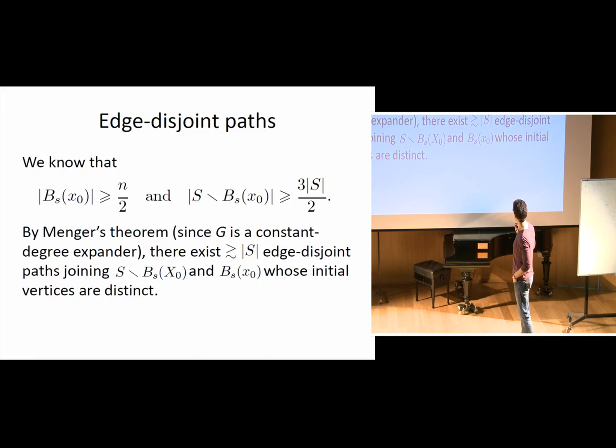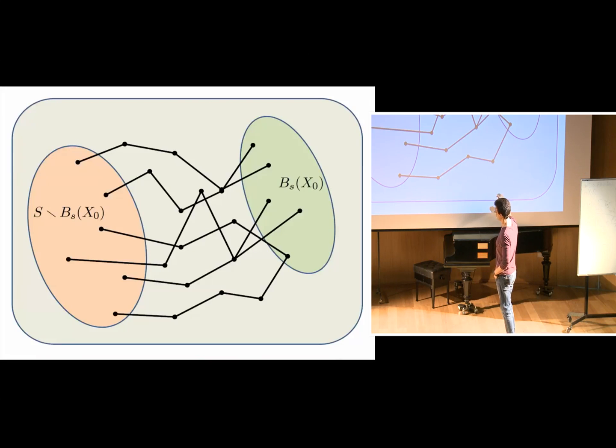Okay, so now I know that the complement of the ball is a constant proportion of the set, and the image of the ball itself is big. So there are many edge disjoint paths joining these sets. This is an expander, okay? And it's a constant degree expander. So let's say they start in S minus the ball, these are disjoint sets. And I can make the initial vertices distinct, because it's a constant degree. If I use Menger's theorem and I get many paths starting from here, I can just delete some of them. So the picture is, this was a big set, this was a big set, therefore there are many edge disjoint paths.